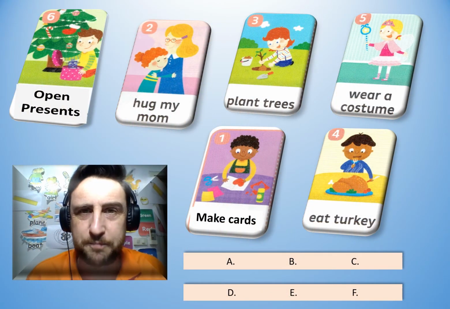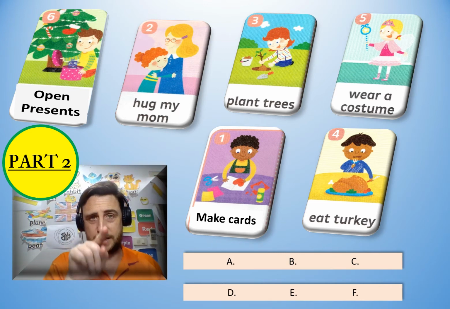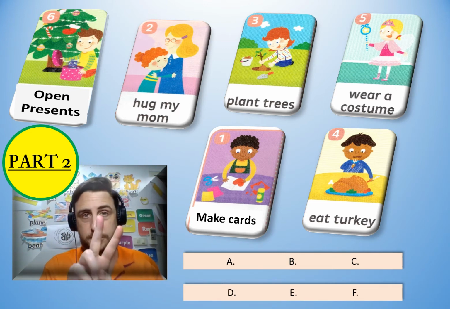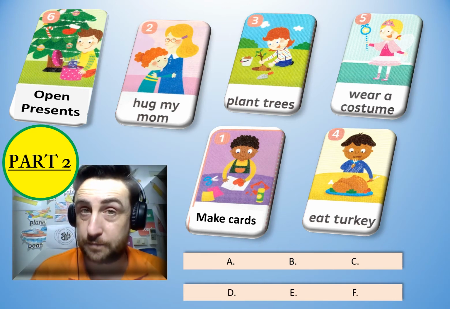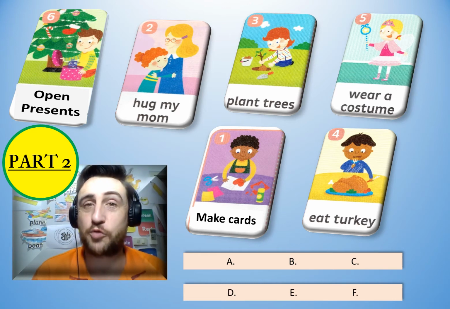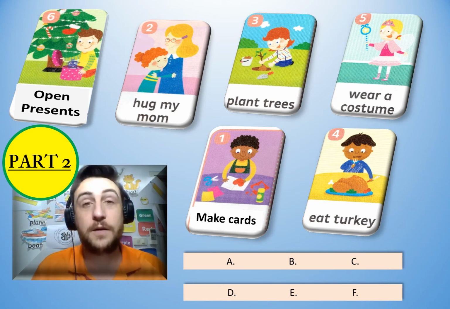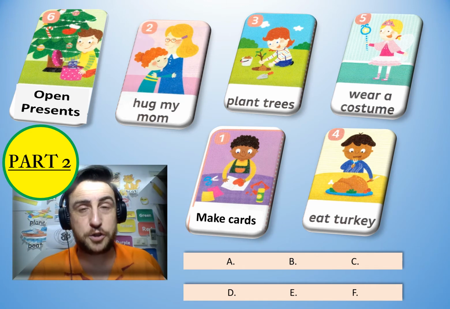Okay, so that was Part 1. This is Part 2. On your paper, I want you to write A, B, C, D, E, F. I am going to tell you the action. You are going to write the number for the action. You can see it with the picture next to the letter. So we'll go A, B, C, D, E, F. And then I will tell you an action and you write the number.